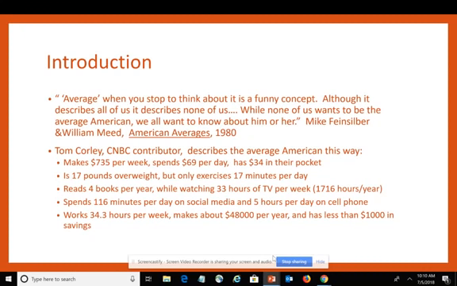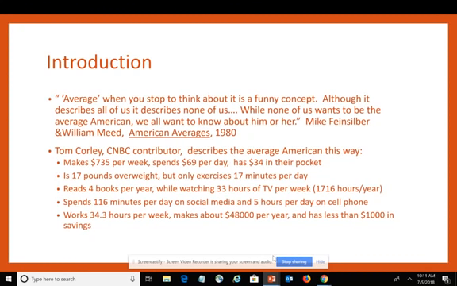While none of us want to be the average American, we all want to know about him or her. That's a quote from American Averages written in 1980 by Mike Feinsilber and William Mead. More recently, Tom Corley, a CNBC contributor, describes the average American this way. The average American makes $735 per week, spends $69 per day, has $34 in their pocket, is 17 pounds overweight, but only exercises 17 minutes per day. The average American reads 4 books per year while watching 33 hours of TV per week.